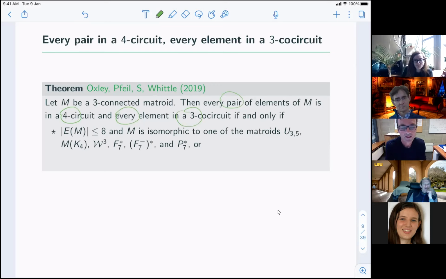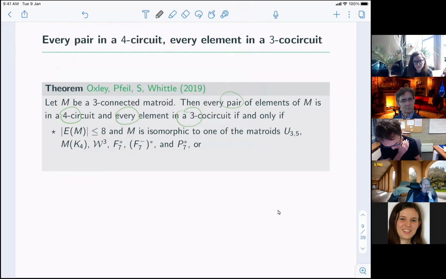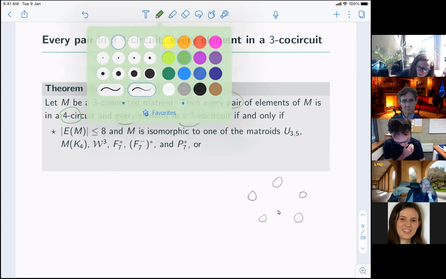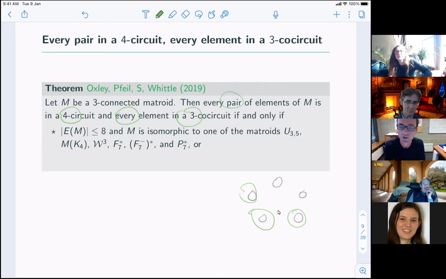Same sort of thing as the previous example. If you've got at most 8 elements, then you get one of these sporadic examples. So if I did U3,5, probably the simplest example there, every pair of elements is certainly in a 4-circuit, and every element's in a 3-cocircuit. If I take that little set there, then there's a cocircuit to go with it.